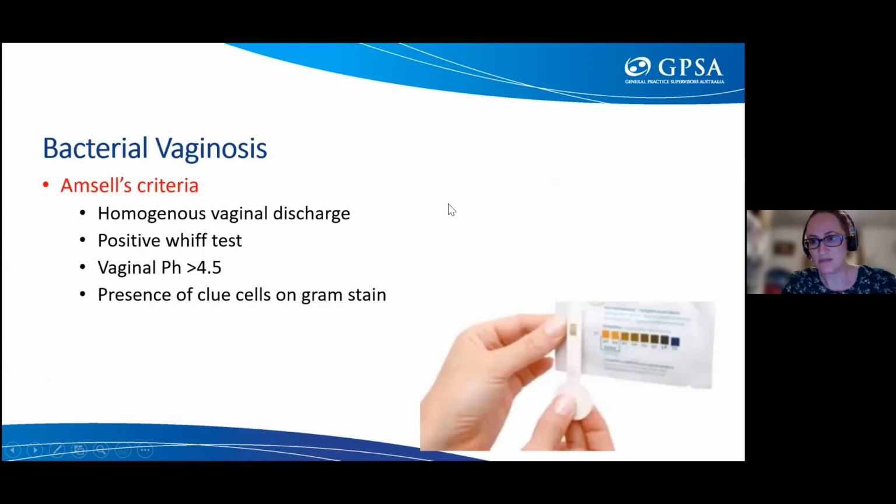And there's just a bit of revision of Amsel's criteria. It's really helpful. We use those pH vaginal testing kits in clinic, and it's nice to be able to go, okay, there's some homogeneous discharge, it's got an elevated pH, it's got that classic BV smell, I'm confident it's BV. So it's just a tool that you can use as well.